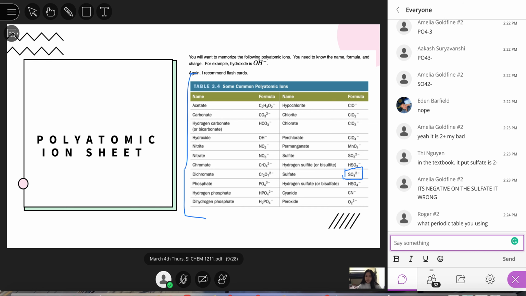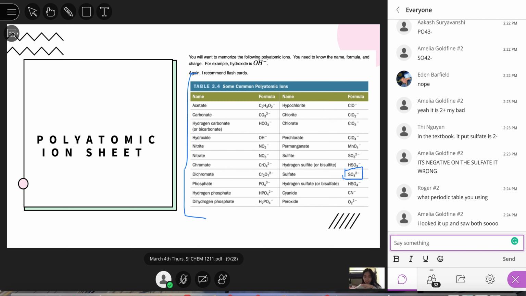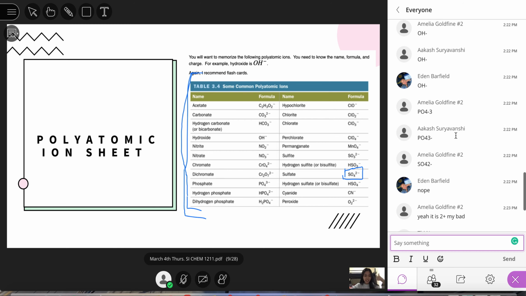I have my own special periodic table. You guys have a plain one, so you don't have the same stuff I have, because mine's more helpful. But when I looked up sulfate, I got 2 different answers. Whatever, it's fine. Just use this one because this is the one she gave you. Okay, so we're good on that. Polyatomic ions. This is just memorization, pretty much.